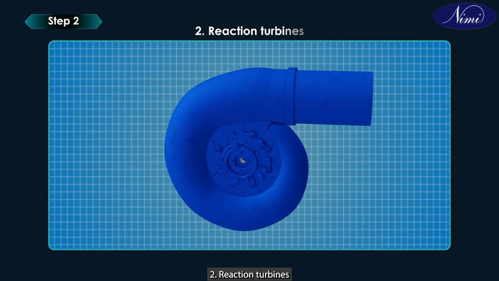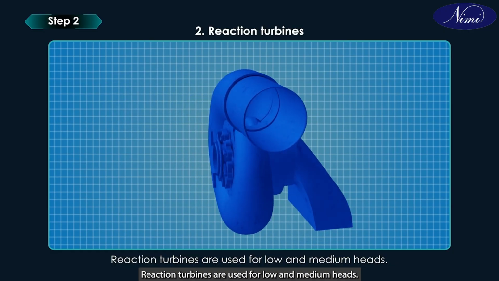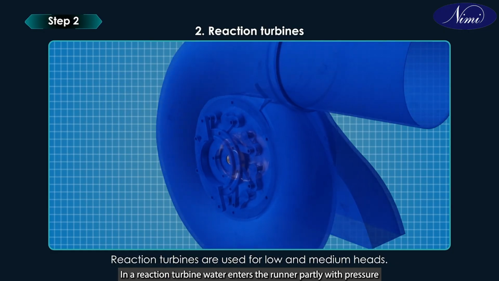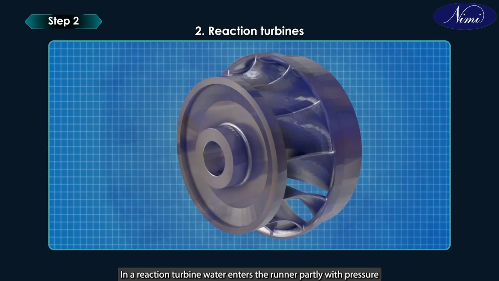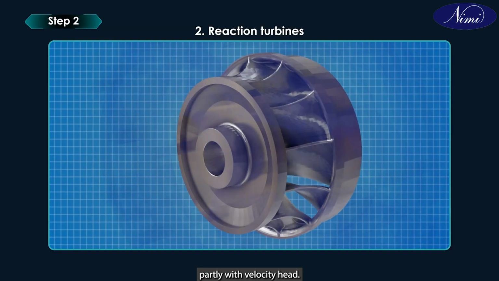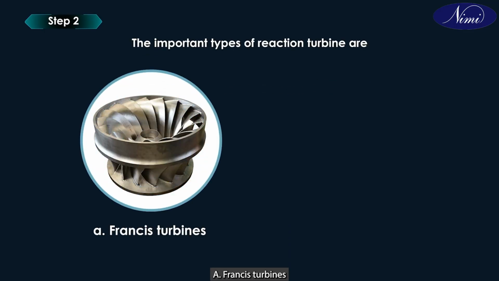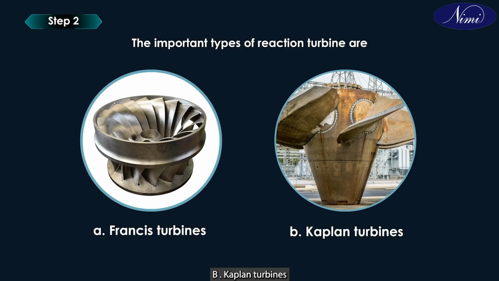Number 2, reaction turbines. Reaction turbines are used for low and medium heads. In a reaction turbine, water enters the runner partly with pressure, partly with velocity head. The important types of reaction turbines are: A, Francis turbines; B, Kaplan turbines.